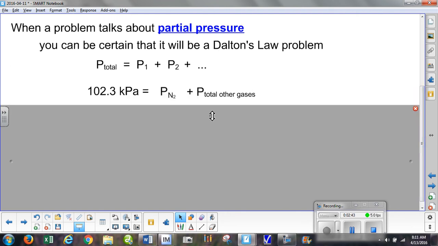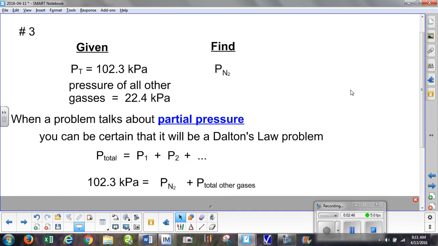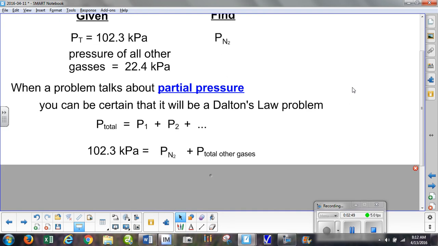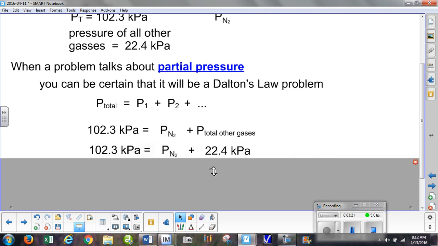Because it's Dalton's law, you want to set it up like this. You have the given and find up here, so you know where those numbers are coming from. The P sub T refers to the total pressure, and they gave you the total pressure, which is the left side of Dalton's law. And then they gave you the pressure of all the other gases, however many there are, at 22.4 kPa. And you're supposed to find N2, the pressure of nitrogen gas. So it's really a simple plug and play.